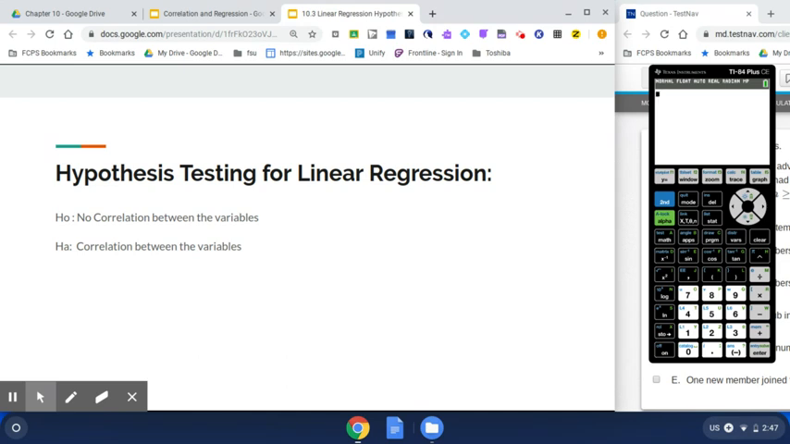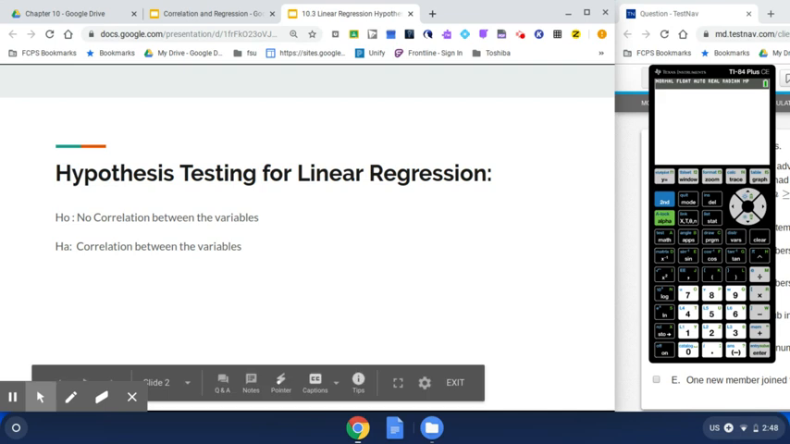And then the alternative hypothesis is that there is a correlation between the variables, or in other words, there is a relationship between the variables. These will never be reversed. So the no correlation will always be the null, and the correlation will always be the alternative. There are some symbols that you could use for these instead, and your book does go into some detail on using those symbols for the null and alternative. But for our purposes, we're just going to be sticking with the words.